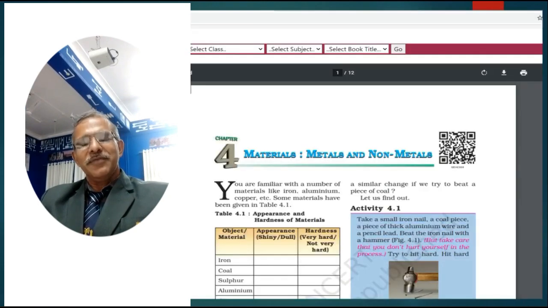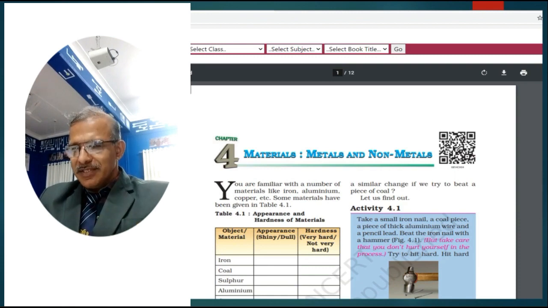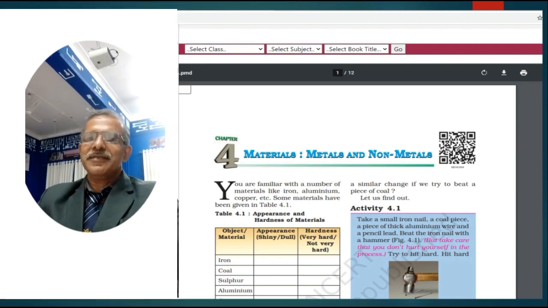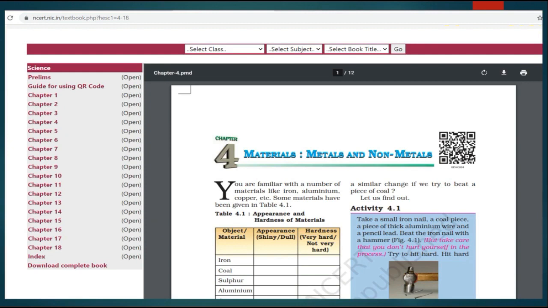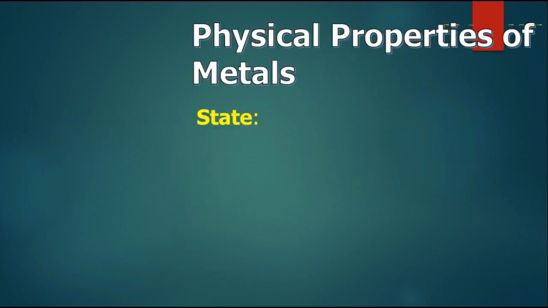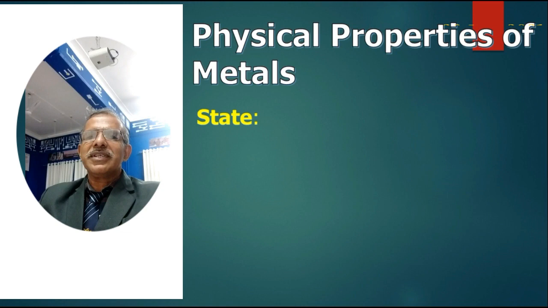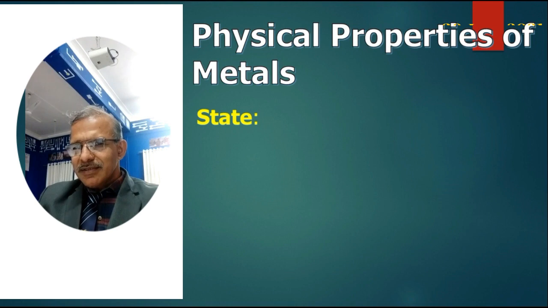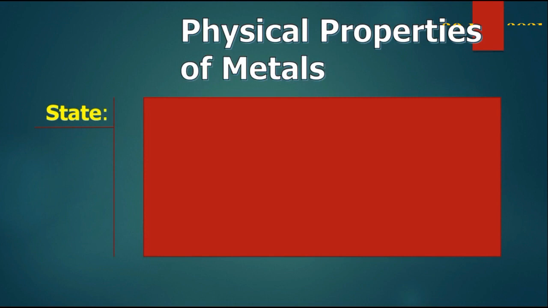In the previous video tutorial, we learned a few physical properties of metals. We are dealing with the chapter Metals and Non-Metals of Class 8 CBSE. Among the properties of metals, there are physical properties as well as chemical properties. In the physical properties, we have studied that metals are particularly available in the state of solids, right?